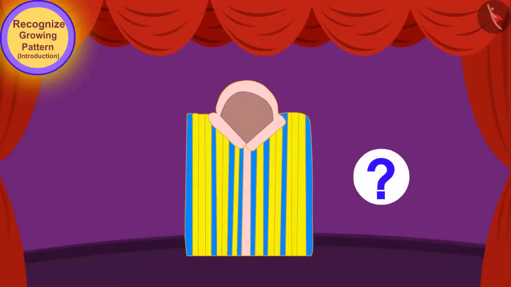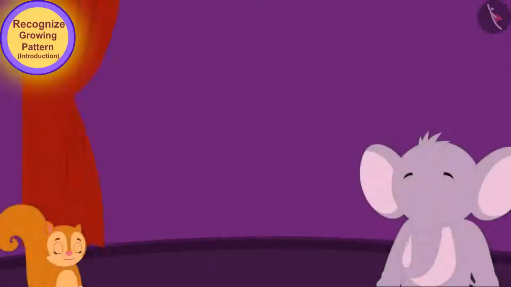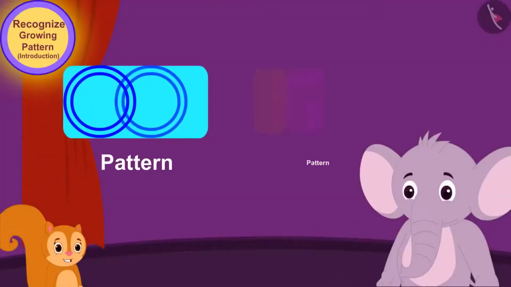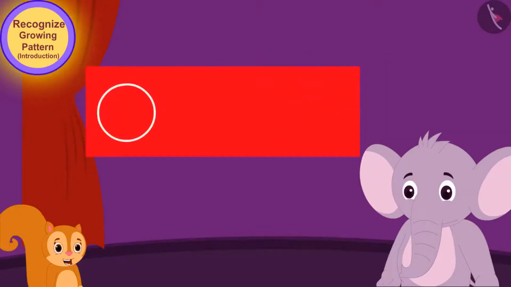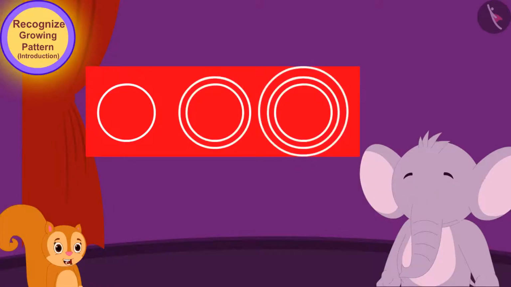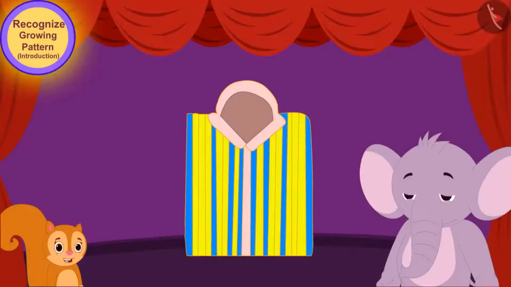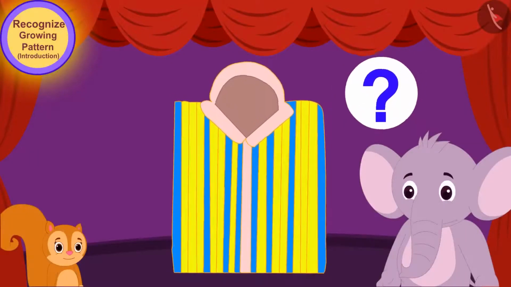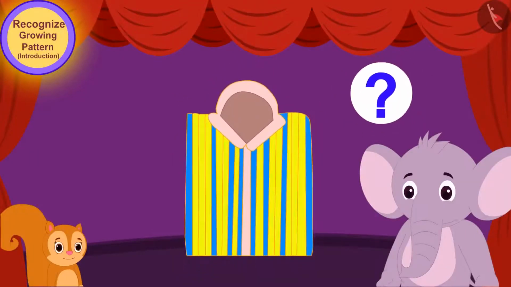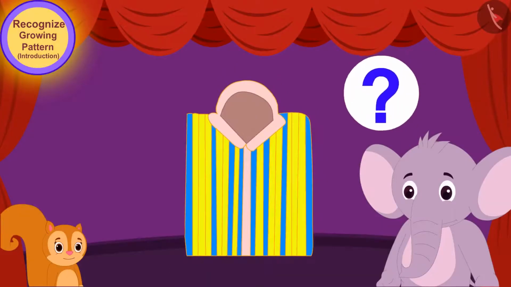Let's see what Chanda is telling Appu. Hey, Appu, it is not necessary that the pattern is made only with some kind of repetition. There are also some patterns in which, by increasing the size or color by a particular rule, they are added to the pattern. These patterns are called growing patterns. Chanda explained to Appu. Children, let us see what rule is being used to make the growing pattern on this shirt.